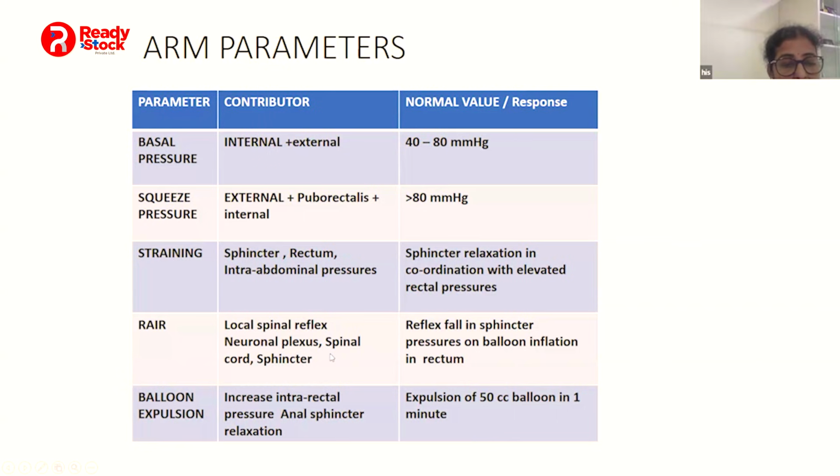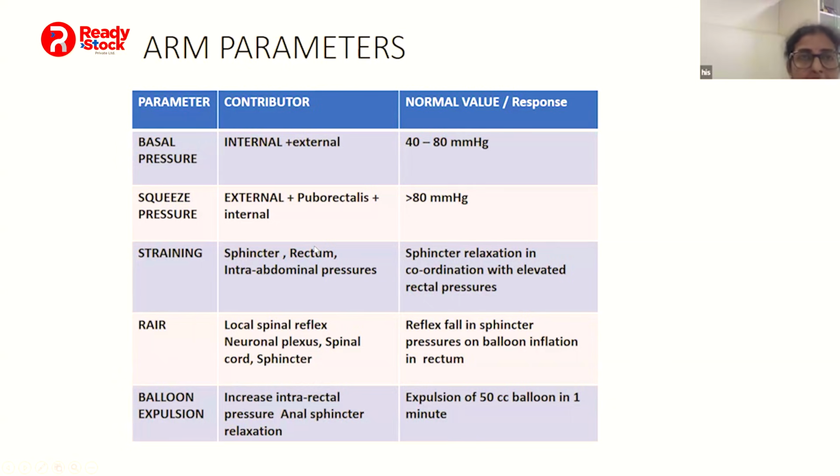And the RAIR, we know that this is a local spinal reflex, and this is not affected by sedative mechanisms. The reason I mention this is, in case there is an infant or a child which needs an RAIR, it can be done even under sedation. Medications like glycopyrrolate, however, might affect the RAIR. Otherwise, this can be elicited even in a sedated patient. So the absence of an RAIR could imply two things.